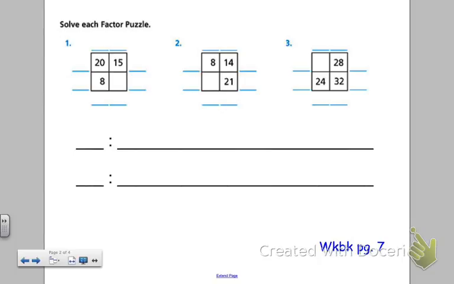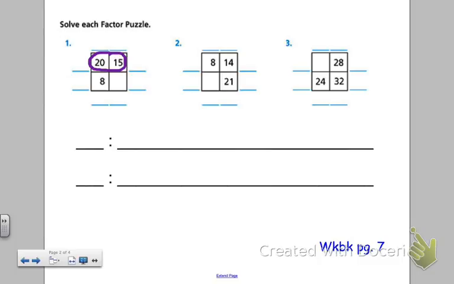So what you want to do when you want to solve a factor puzzle is you want to look for, well, you guessed it, factors. And it helps to look at 2 numbers that might be in a row or in a column, and those are the numbers you want to start with. So maybe I'll look at this row right here, this 20 and 15. I need to think of a common factor between 20 and 15.